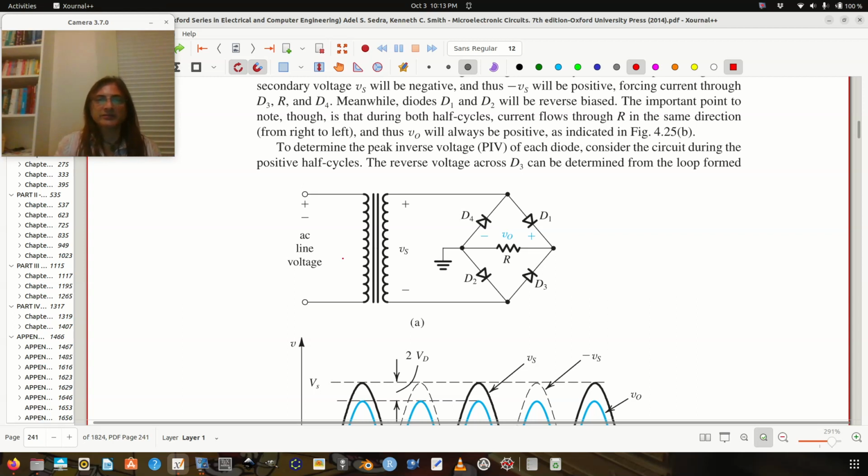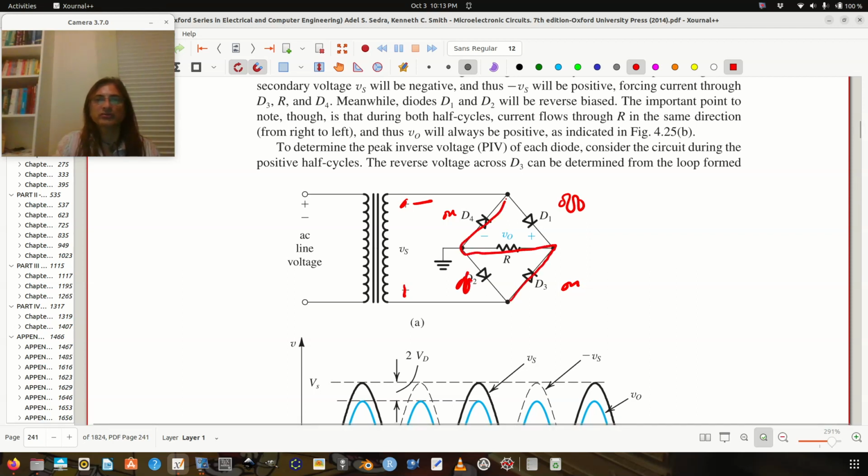On the other hand, when this one is positive and this one is negative, then D3 and D4 are on and these two are off. In that case, the current goes through here, through here, through here, and back. So it goes in this direction, in this, up and back.